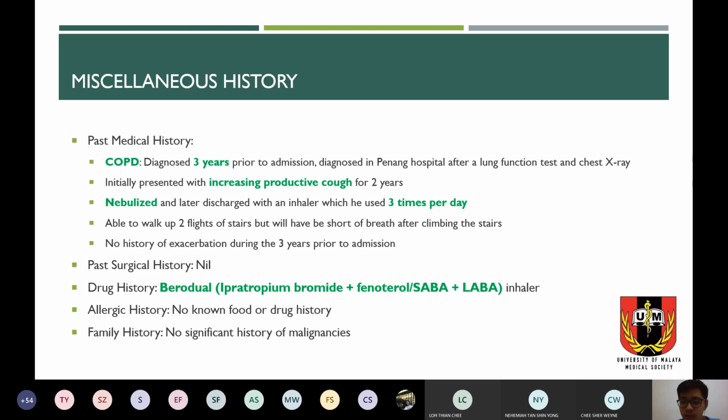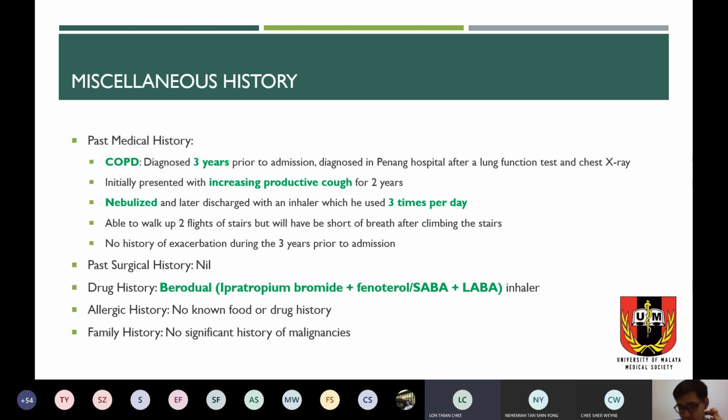Anybody want to try MMRC? Are you familiar? Is everyone Googling? Google lah. Better Google now than Google later. Anybody want to try MMRC?